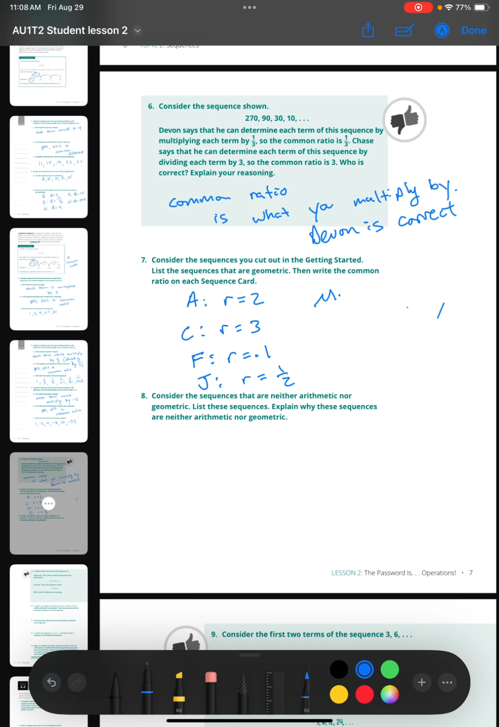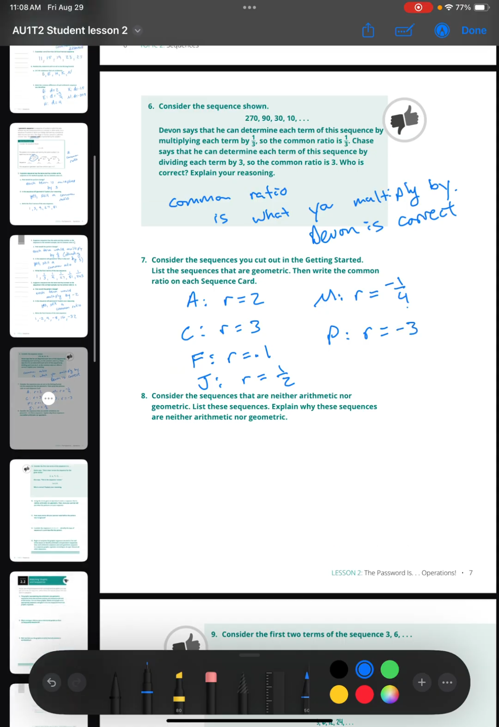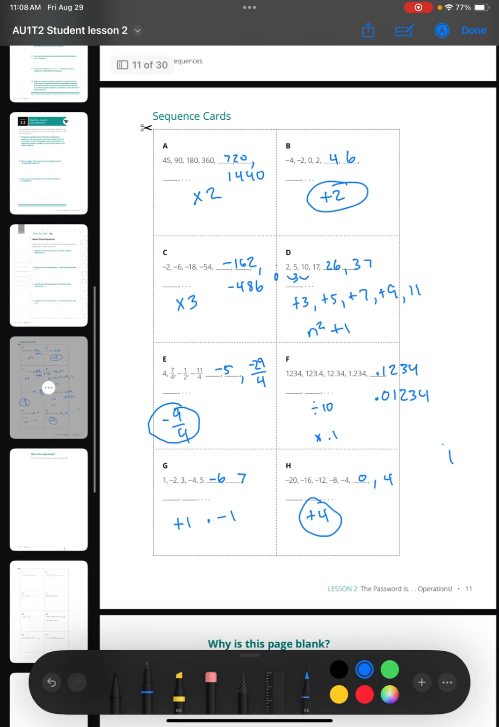M, and these are some on the page you should have tried, that common ratio, -1/4. So it's really dividing by -4, but we have to know what that is as a multiple. And P, common ratio was -3. So just to go back and look at some of those, like A was 2, C was 3. So if I go back and pull some of those up, A, common ratio of 2, C, the common ratio we multiplied by 3 each time.